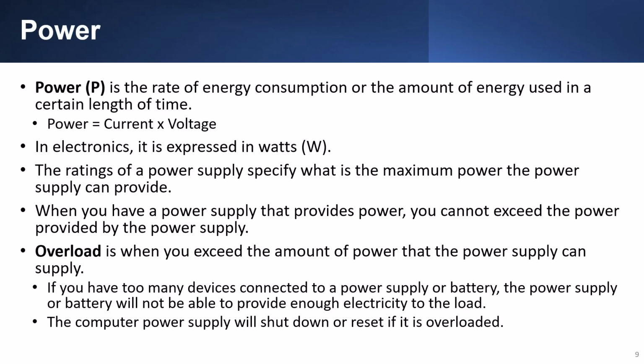Power is the rate of energy consumption or the amount of energy used in a certain length of time. Power equals current times voltage. In electronics, it is expressed in watts. The ratings of a power supply specify the maximum power the power supply can provide. You cannot exceed the power provided by the power supply. Overload is when you exceed the amount of power that the power supply can supply.